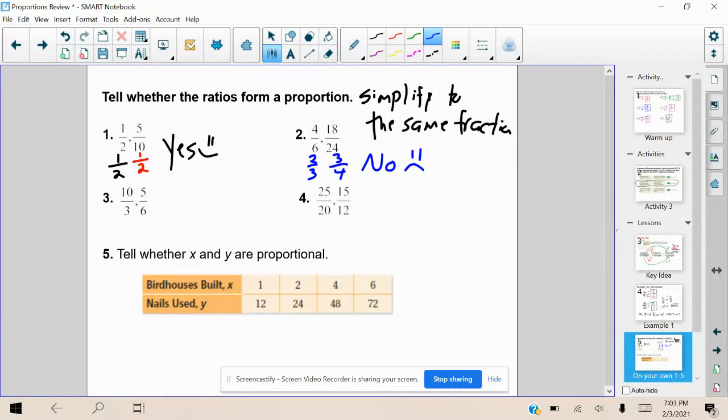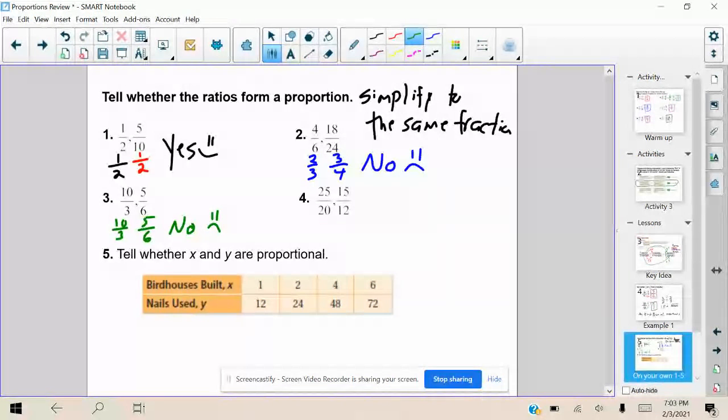All right, let's go on. We have 10 over 3 and 5 over 6. Let's see if we can simplify 10 over 3. I don't think we can. 3 is prime, so we can't divide anything except by 3, but we can't divide 10 by 3. So that stays as 10 over 3. What about 5 over 6? No, we can't simplify 5 over 6 either. 5 is prime, and 6 cannot be divided by 5, which means that 3 is not going to be proportional.